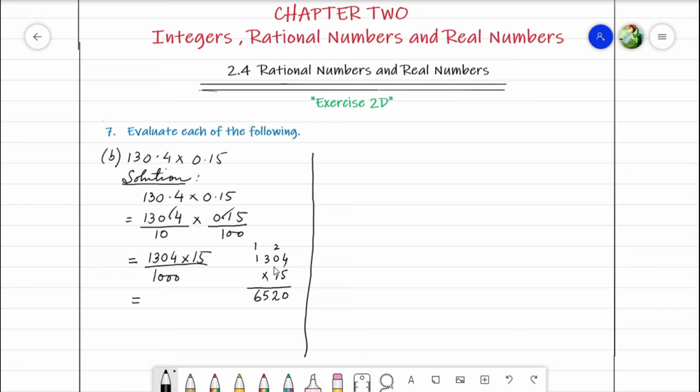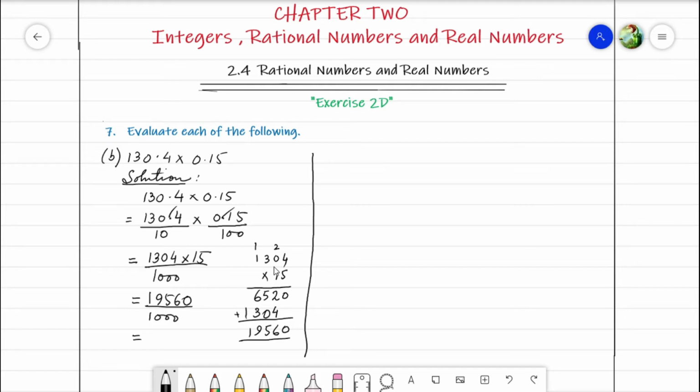Now I will start from the tens place. 1 4s are 4, 1 zeros are 0, 1 3s are 3, and 1 1s are 1. And now I will add them. That would be 0, 6, 5, 9, 1. This is 19560 upon 1000. Now what will you do?